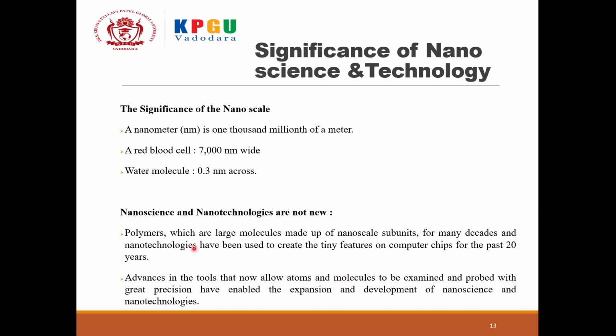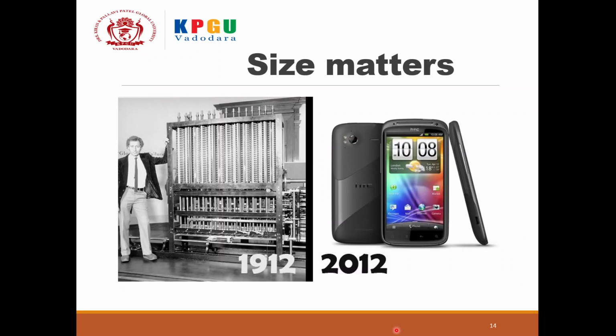Nanoscience and nanotechnologies are actually not new. Polymers, which are large molecules made up of nanoscale subunits, have been used for many decades, and nanotechnologies have been used to create the tiny features on computer chips for the past 20 years. Advances in the tools that now allow atoms and molecules to be examined and probed with great precision have enabled the expansion and development of nanoscience and nanotechnologies.